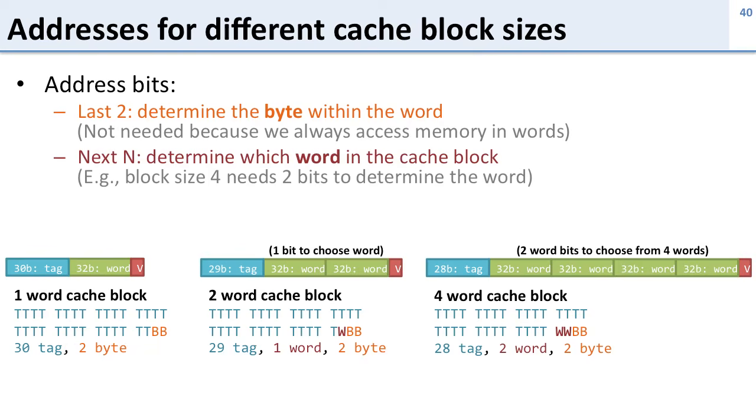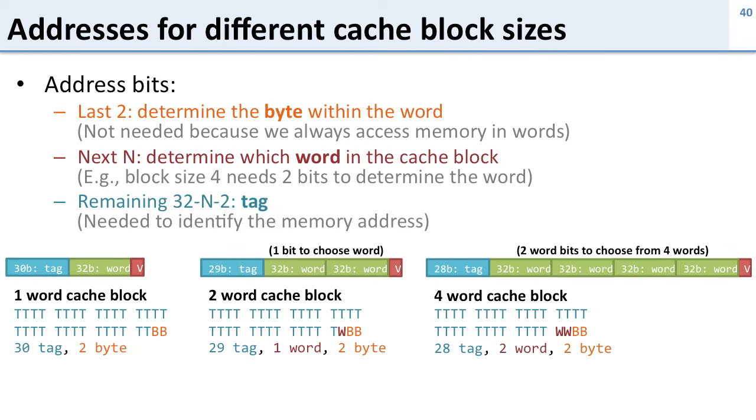The next n bits are going to determine which word in the cache block, and n is a function of how many words we have per cache block. And the remaining bits, those are going to be used for the tag. So those are the bits that are different for every memory address, and we need them to do the unique identification.